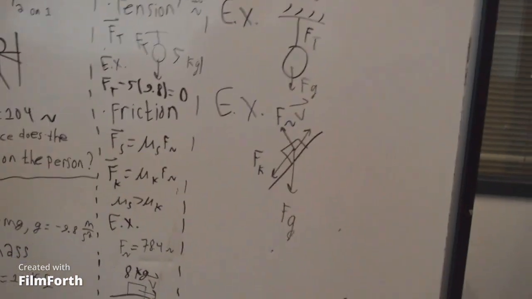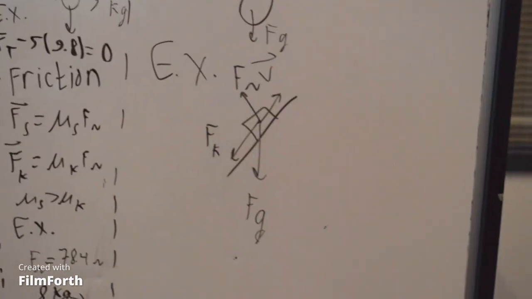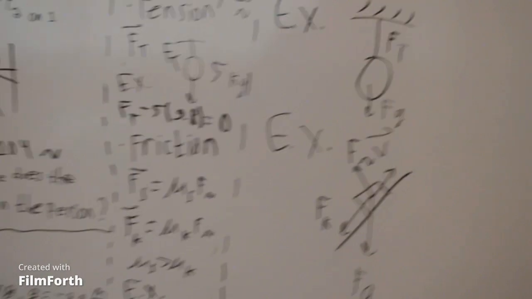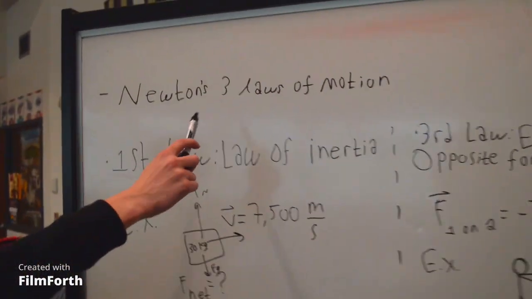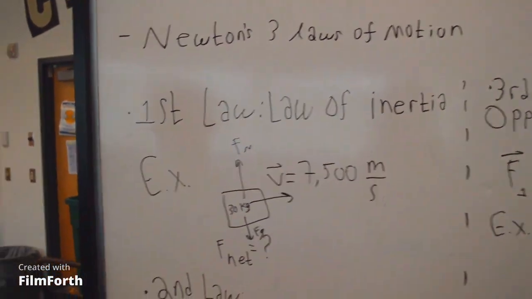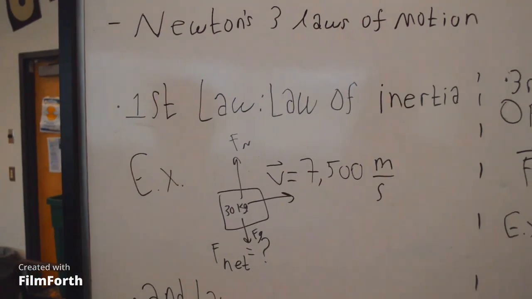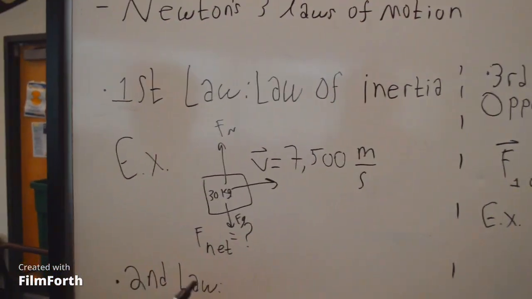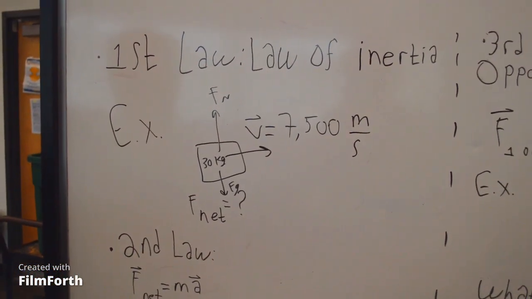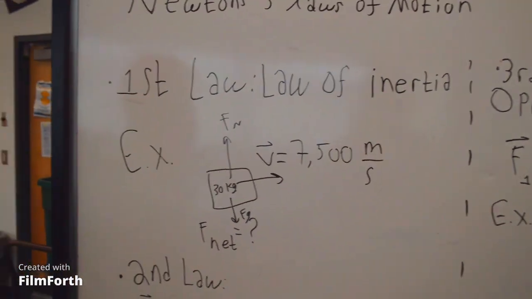Now that we talked about all the forces acting on the object, let's talk about the biggest part of this unit, Newton's three laws of motion. The first law, the law of inertia. It states that an object will continue moving at a constant speed, velocity, or will stay at rest until an unbalanced force acts on it.